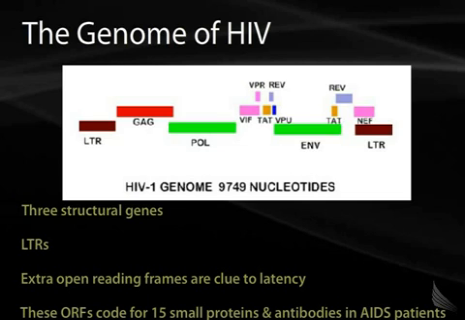So it has 9749 nucleotides, 3 structural genes, long terminal repeats, and extra open reading frames that are due to latency. These open reading frames code for 15 small proteins, and antibodies to them are found in AIDS patients.